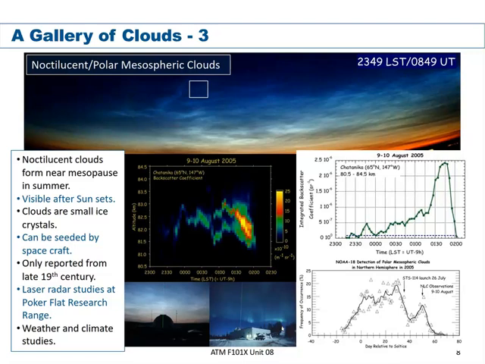The clouds give us insights into weather and climate of the upper atmosphere, as well as the impact of space traffic on the atmosphere. Noctilucent clouds are currently studied at Poker Flat Research Range using laser radars or LIDARs. The LIDARs yield high-resolution measurements of the clouds in altitude and time, and clouds have been detected over Poker Flat that were created by the exhaust from the space shuttle.